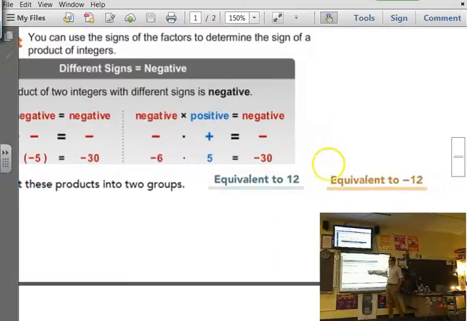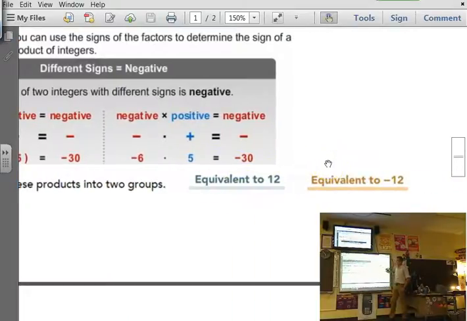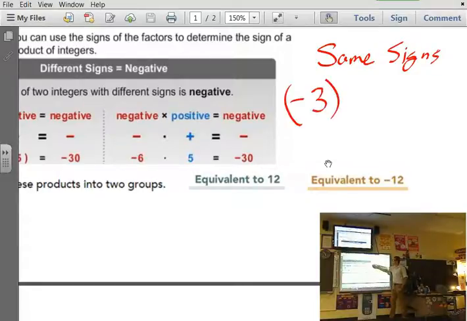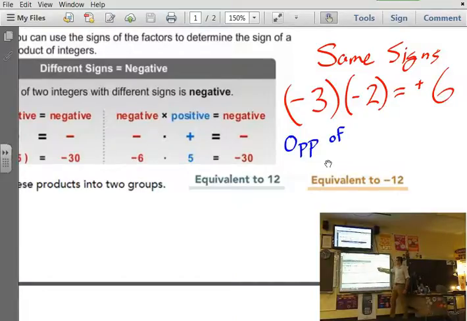Now, different from this, if you want to put this out to the side, the same signs, such as -3 times -2, this will equal a +6 because the opposite of, because remember multiplication is of, the opposite of a negative is positive.